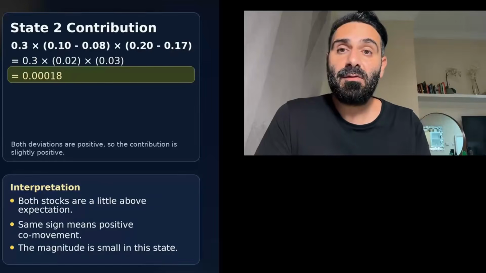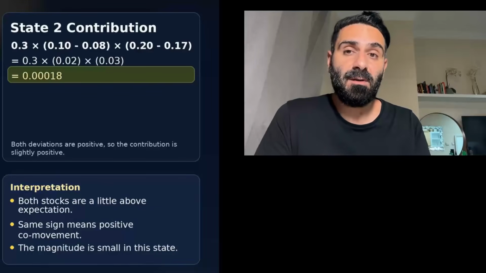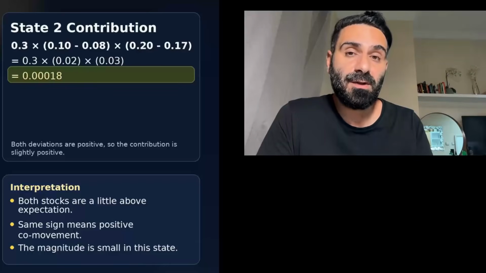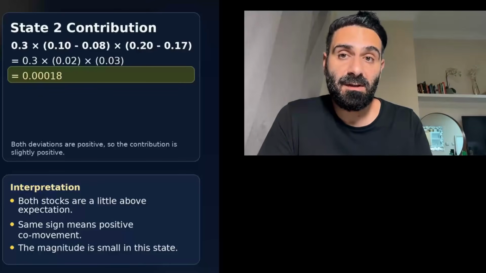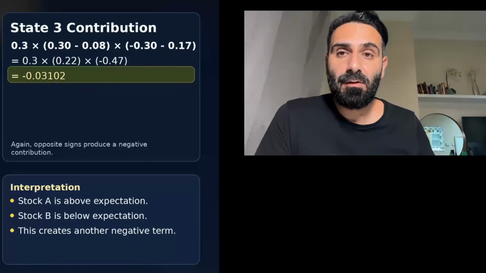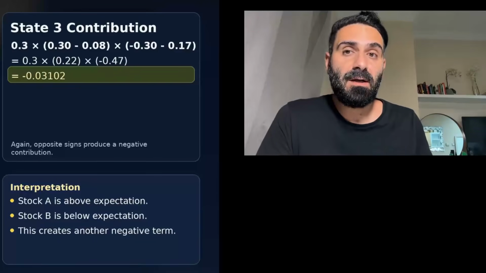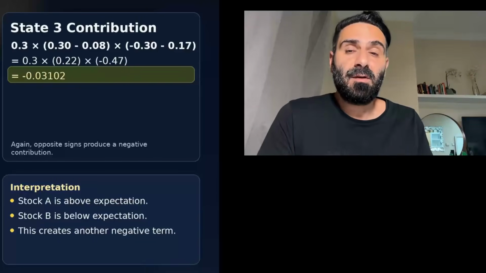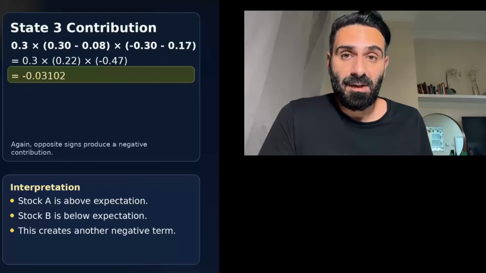This is the second row: 30% multiplied by 10% minus the mean of 8%, multiplied by 20% minus the mean of 17%, and you will get 0.00018.